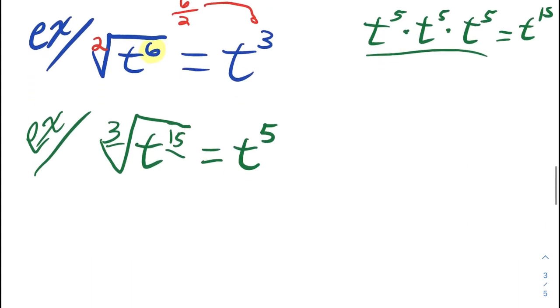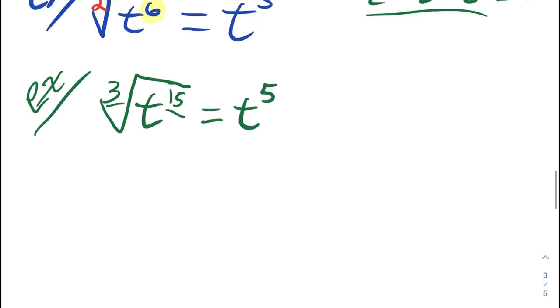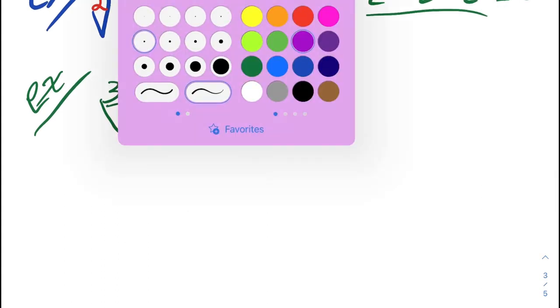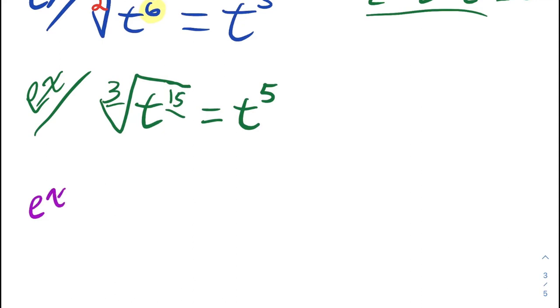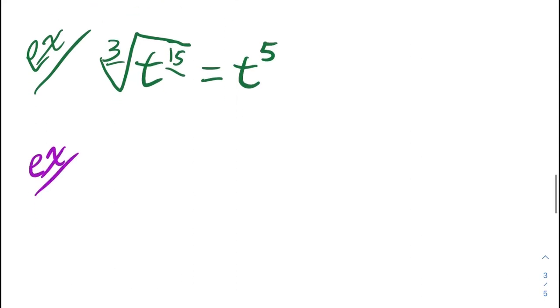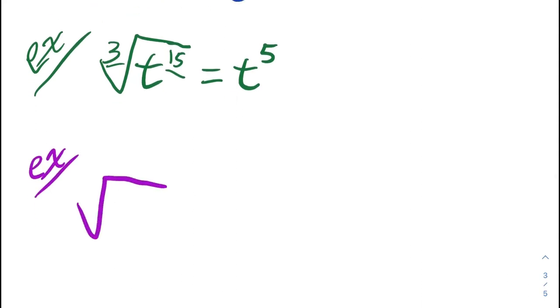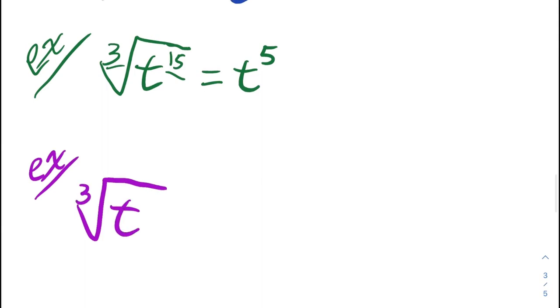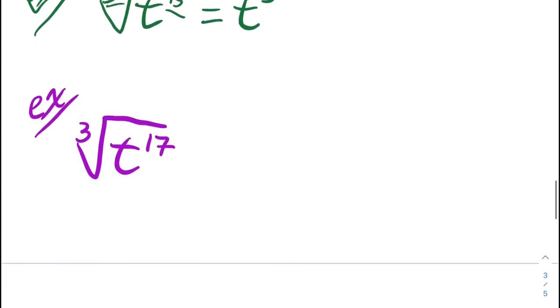Now you might be asking yourself, what if it's not something that's divisible? That's the obvious question that arises. For instance, what if instead of the cube root of t to the 15th, I was trying to take the cube root of t to the 17th? Because 17 divided by 3 does not go evenly. This is a bit more difficult than the last one was. So what do we do?